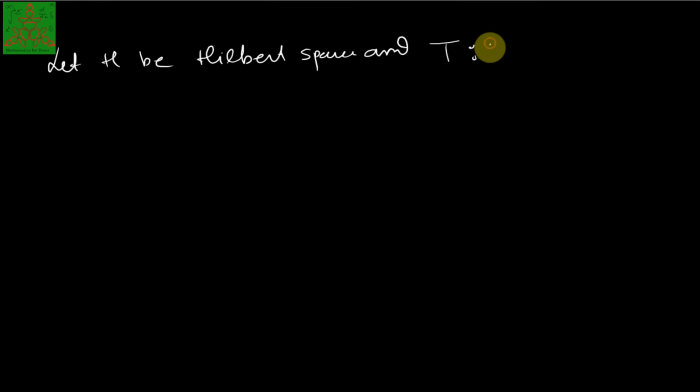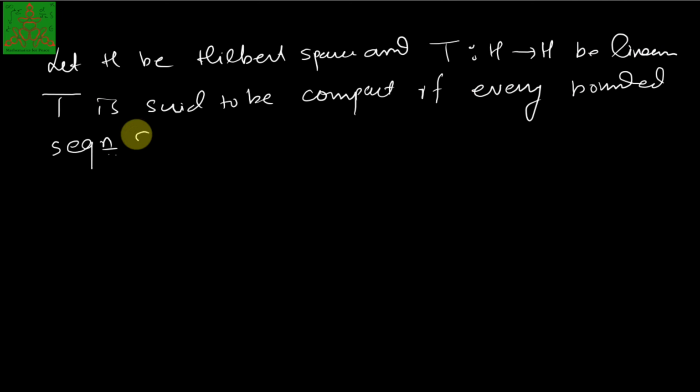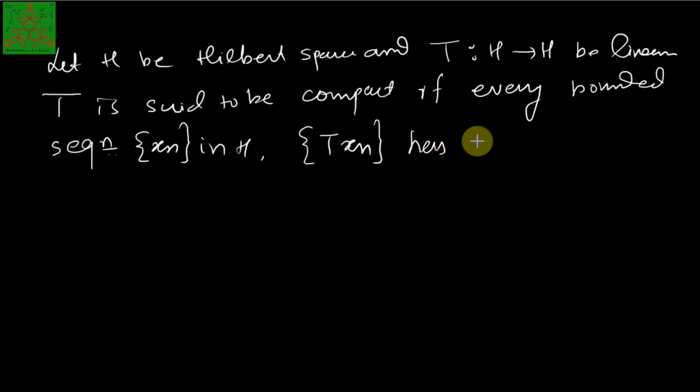It says: let H be a Hilbert space, and T be a map from H to H which is linear. That means I can say it is a linear operator. T is said to be compact if for every bounded sequence Xn in H, T of Xn is also a sequence that has a convergent subsequence. If T satisfies this condition, then this linear operator T is known as a compact operator.